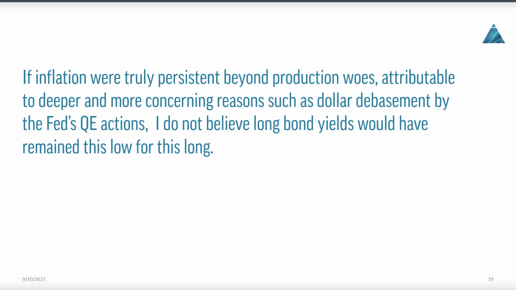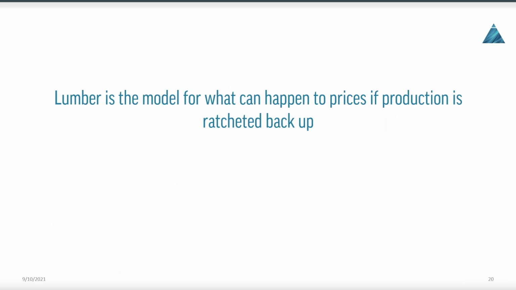So again, I think the bond market is telling you that whatever inflation we are seeing is due to shorter term, maybe medium term production woes. And really, lumber is the model for what could happen if production is ratcheted back up, right? You might say, well, hey, Mayur, what's the evidence here? What's the evidence that production coming back up is the solution to everything? Well, we can use lumber as example number one. It's exhibit A of what happens when production is severely hampered, and then what happens when production comes back up.